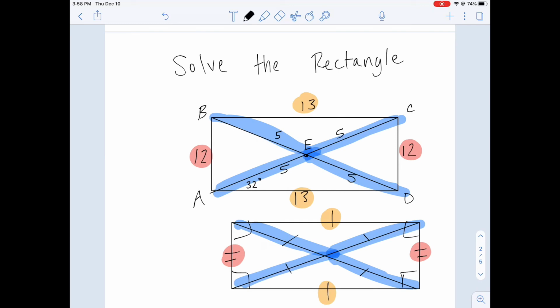Now the last thing is to find your angles. Well, I know this whole angle has to be 90. So that makes this x. So I know x plus 32 has to equal 90. Minus 32. And you get that x is 58. So this is 58. By alternate interior, this and this have to be the same, so that's 58. And this and this have to be the same, so that's 32.